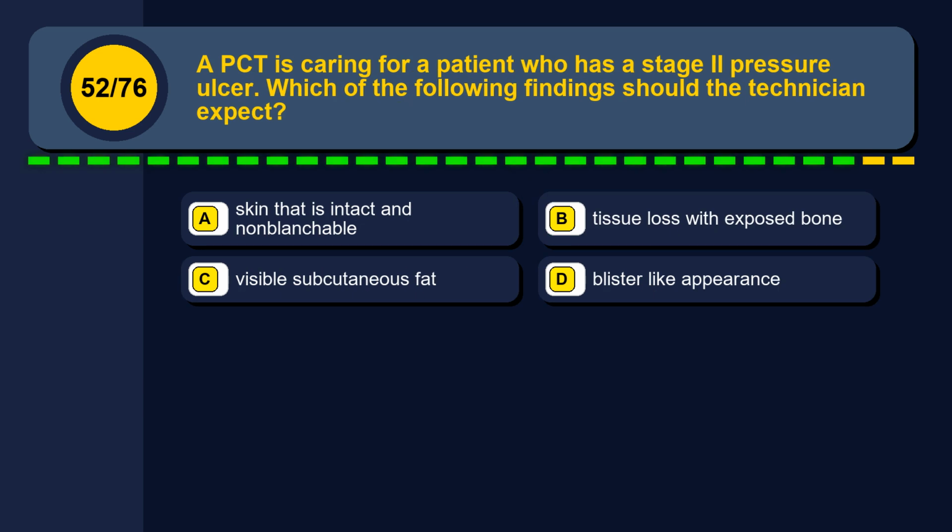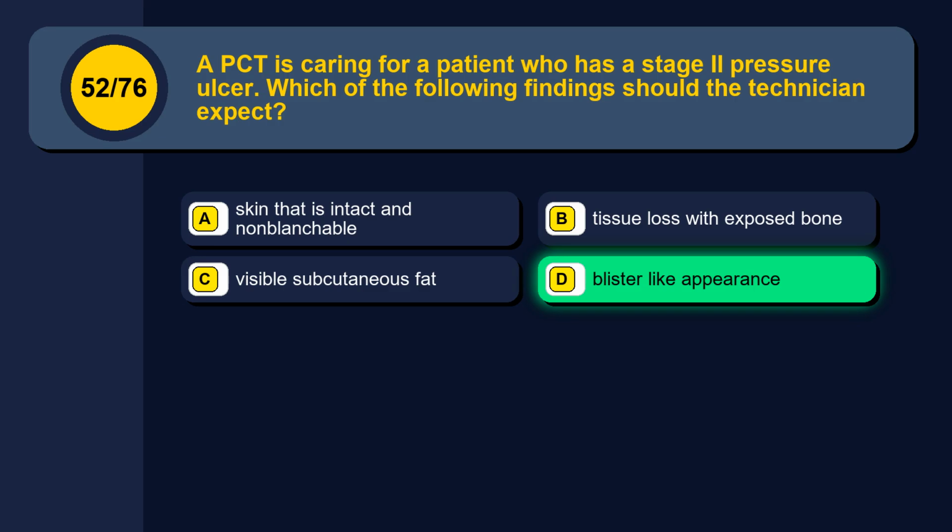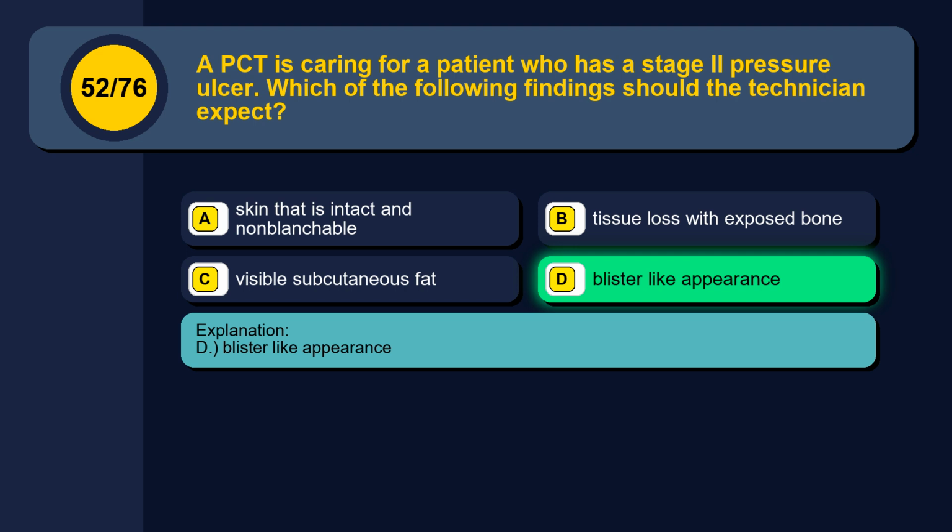The correct answer is option B, to guarantee the identification and integrity of samples. Question 52. A PCT is caring for a patient who has a stage 2 pressure ulcer. Which of the following findings should the technician expect? Option A, skin that is intact and non-blanchable. Option B, tissue loss with exposed bone. Option C, visible subcutaneous fat. Option D, blister-like appearance.